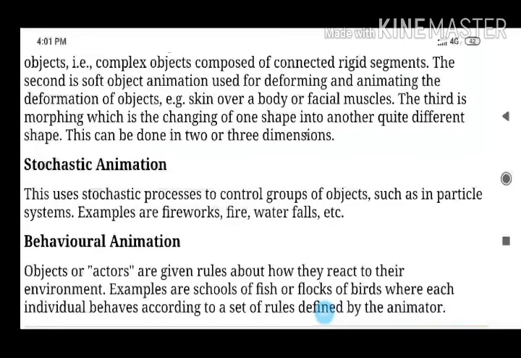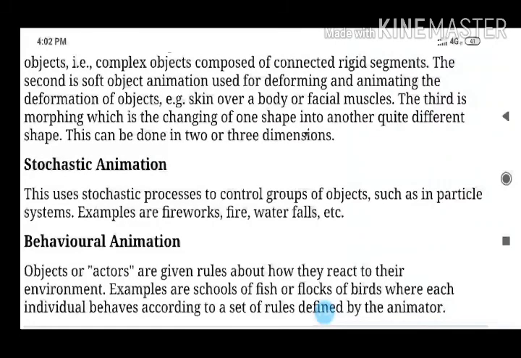And stochastic animation. Stochastic animation, as I already told, is a process that controls groups of objects. What is stochastic? It is a process that controls a group of objects. Practical systems examples are fireworks, fire, waterfalls, etc. So clouds are there, raining, drops are falling down, and these are all stochastic processes, just like fireworks, fire, waterfalls, etc. These are all stochastic animation examples.